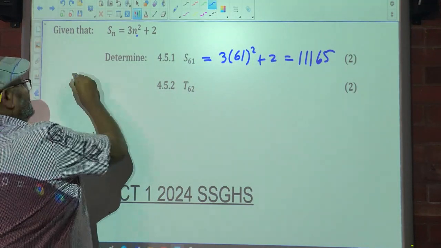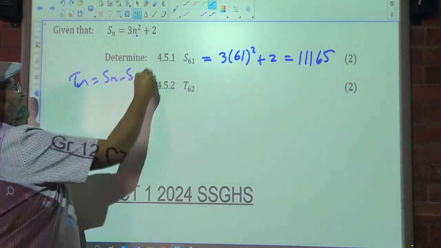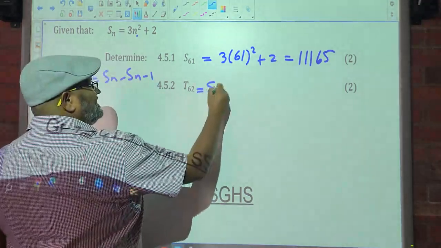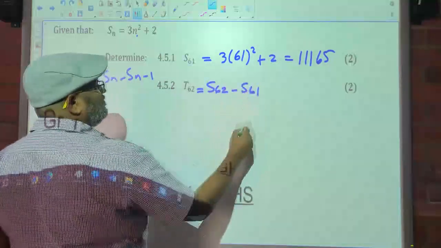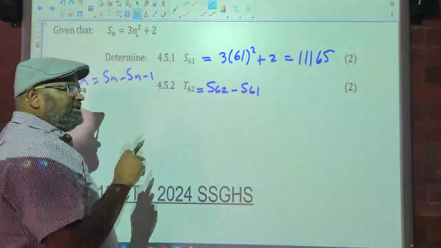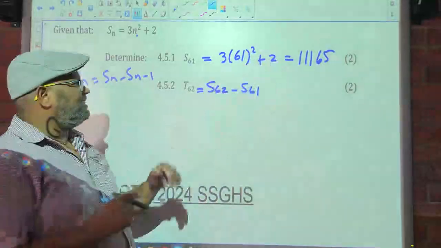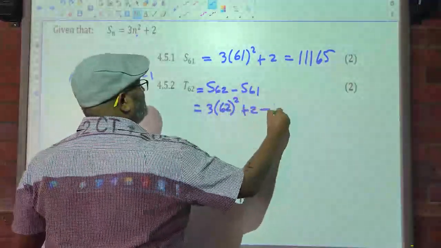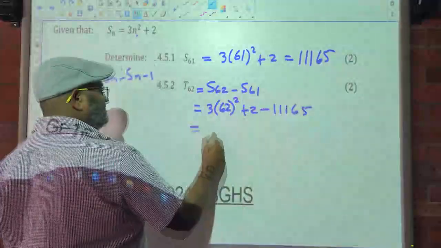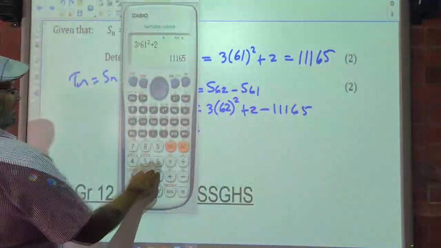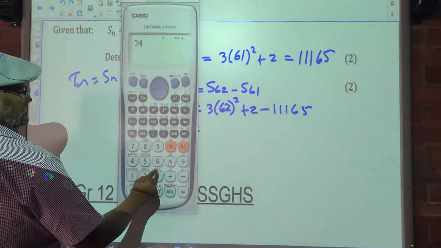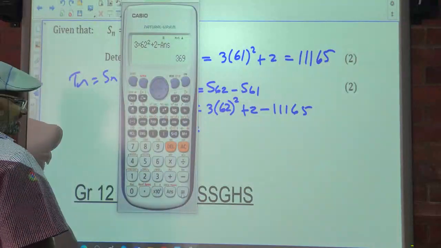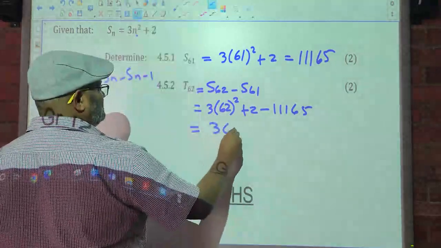We know that Tn is equal to Sn minus S(n minus 1). So T62 is going to be S62 minus S61. I know what S61 is, I've worked it out already. So S62 needs to be worked out. So it's 3 times 62 squared plus 2, minus 11,165. Calculated, the answer is 369.